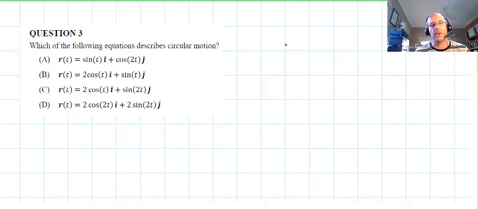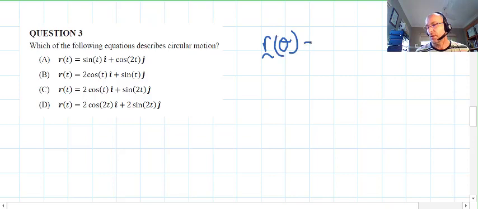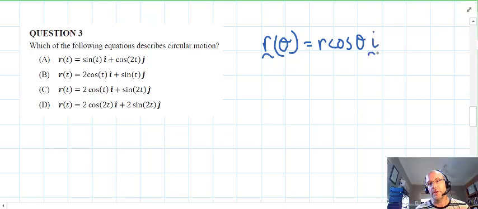For circular motion, we need parametric equations in this basic form. The symbols may change, but the form essentially is r cos theta i plus r sin theta j for the position vector r. Okay, and that's what we're looking at here. All right, so that maps on to what we've got.